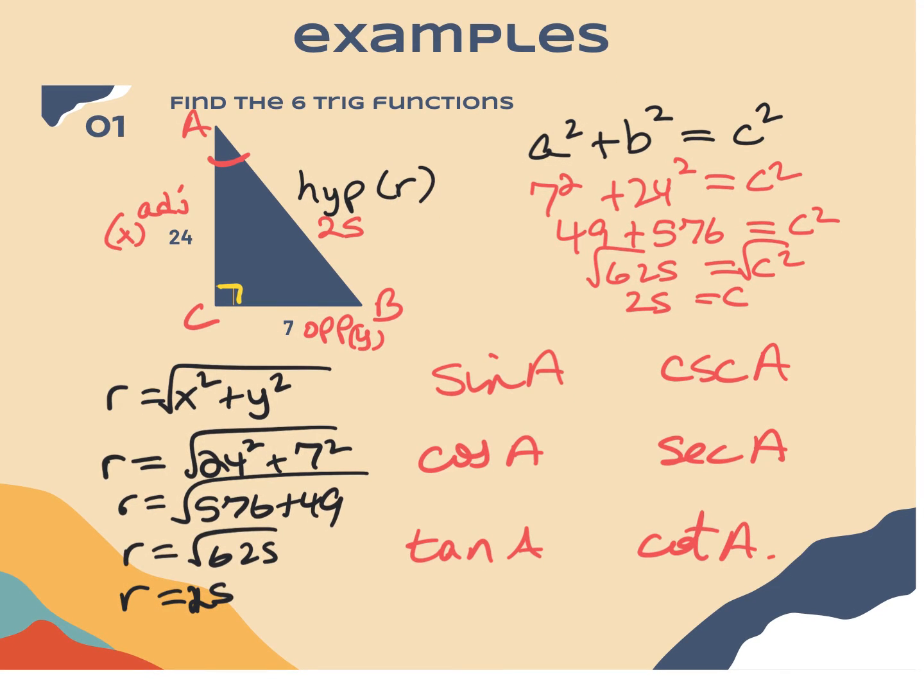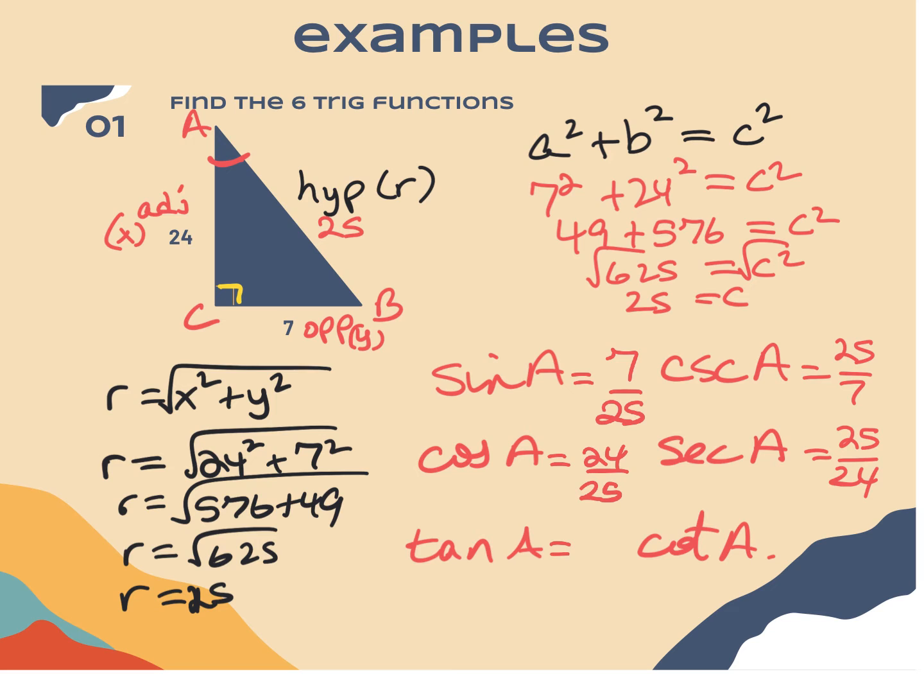So sine is going to use opposite and hypotenuse, so 7 over 25, or y over r. For the cosecant, just flip it, 25 over 7. Cosine. Now, for cosine, it's x over r, or adjacent over hypotenuse, so 24 over 25. Secant is the reciprocal, flip it.